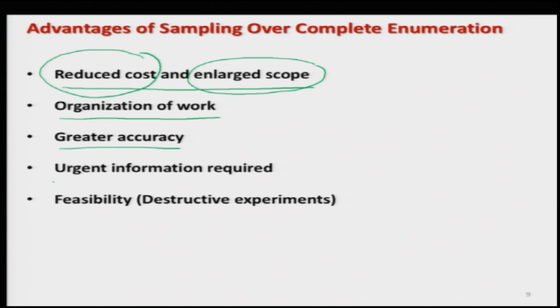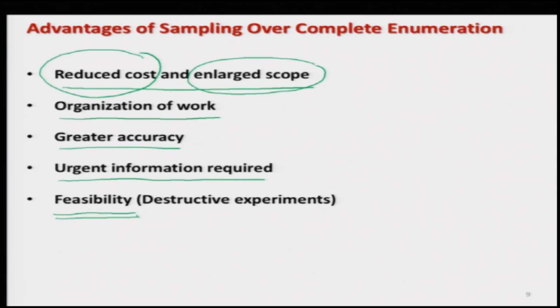Fourth advantage is urgent information required, which means suppose if there is some need and you want to collect the data, then in those cases collecting the data on a smaller number of sampling units is always a better option than going for the complete enumeration. The complete enumeration is always not possible. It will take more resources, more time, more labor, etc. So, whenever you need some information urgently, then sample surveys will have an edge and they will give us better information. And another advantage is feasibility.